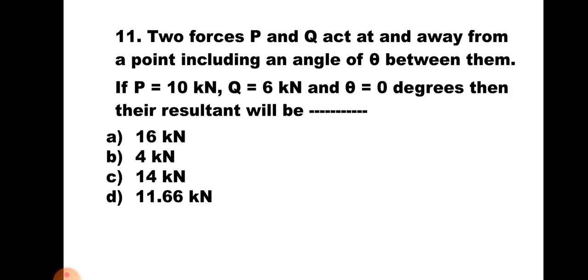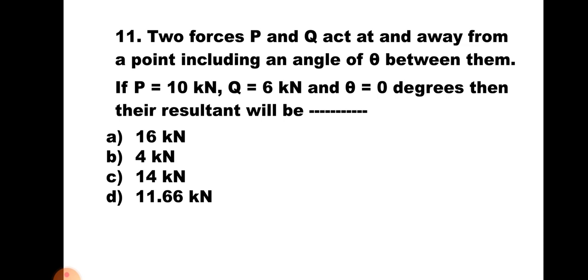Question number 11. The two forces P and Q act at and away from a point including an angle of theta between them. If P is equal to 10 kilonewton, Q is equal to 6 kilonewton and theta is equal to 0 degrees, then their resultant will be A, 16 kilonewton, B, 4 kilonewton, C, 14 kilonewton, D, 11.66 kilonewton. Now in this question, P and Q are given, theta is given.